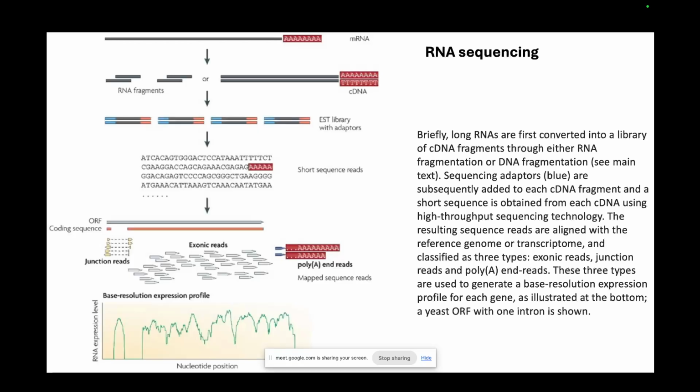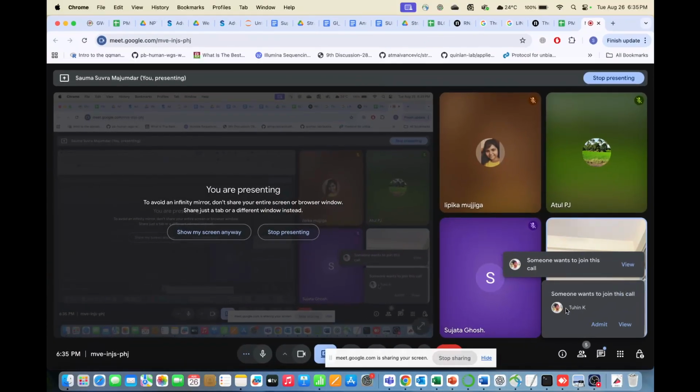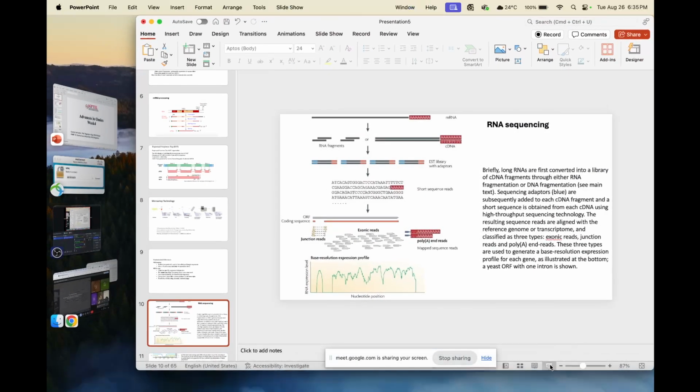And this is an example of a yeast ORF with one intron getting shown. This is your expression level on the y-axis, and this is the nucleotide position. The expression level again is measured on the basis of how many counts of RNA at that particular location are getting detected.